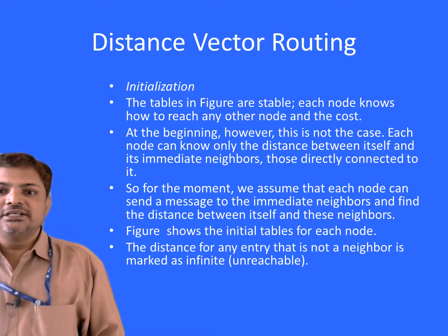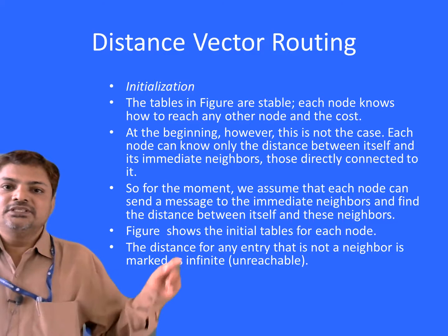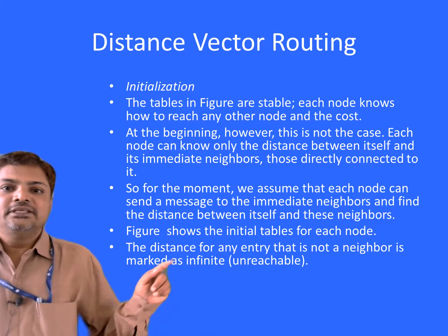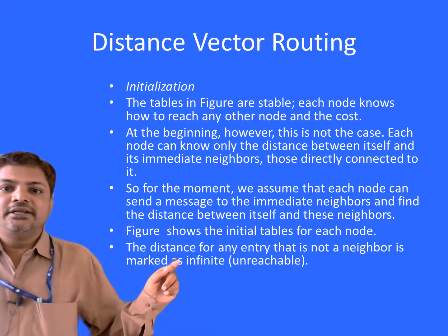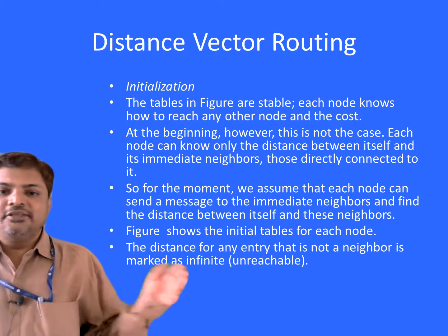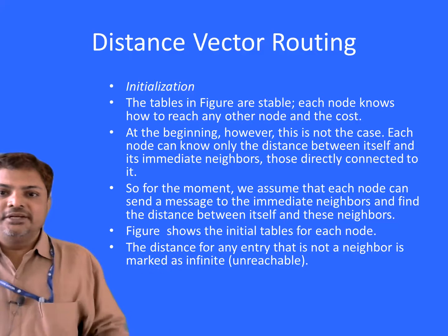The figure shows the initial table for each node. The distance for any entry that is not a neighbor is marked as infinite. This is very important. Infinite means unreachable. So if it is not a neighbor, we mark it as infinite.